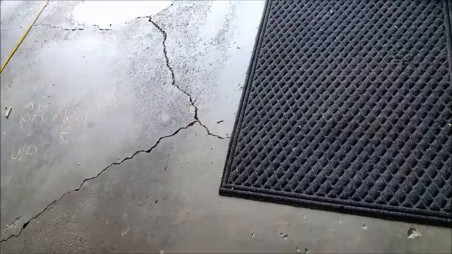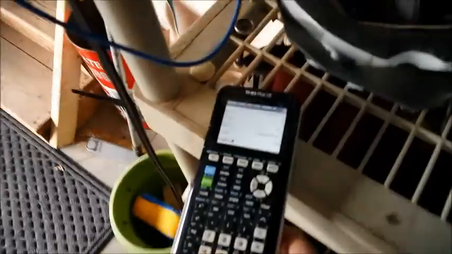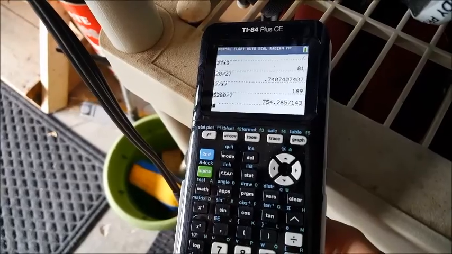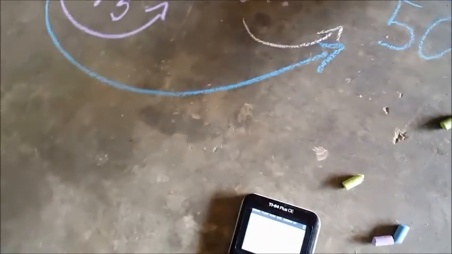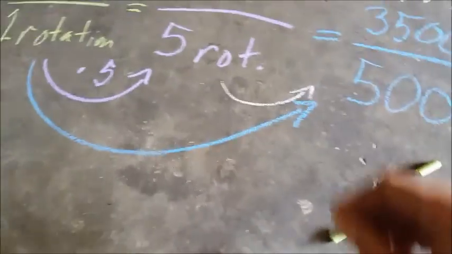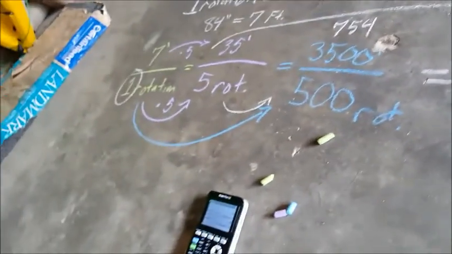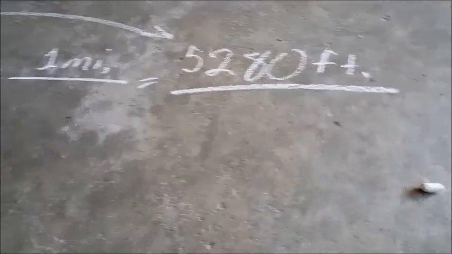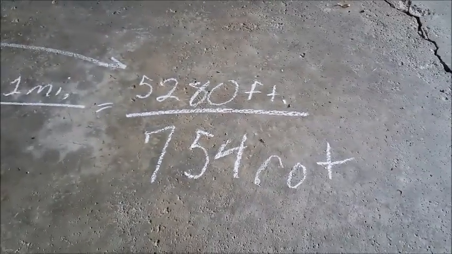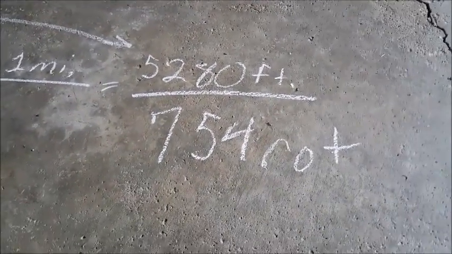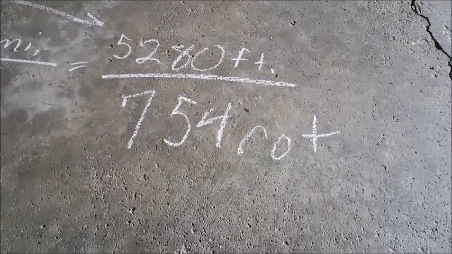Might as well make sure our math is good. 5,280 feet divided by 7 is about 754. So if that was my value for one rotation, then I now know that to go from my one rotation all the way down to my mile, or my 5,280 feet, that is going to be times 754. So every time I travel a mile on my bicycle, my wheels have rotated 754 times.